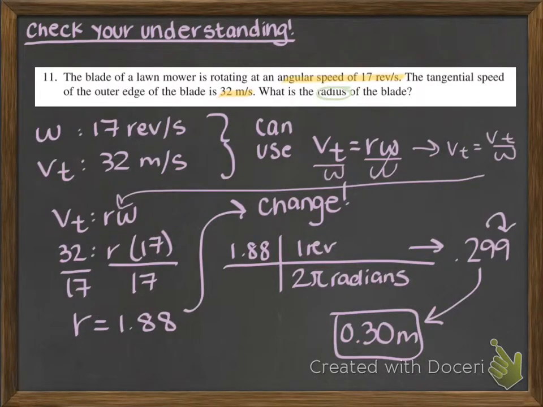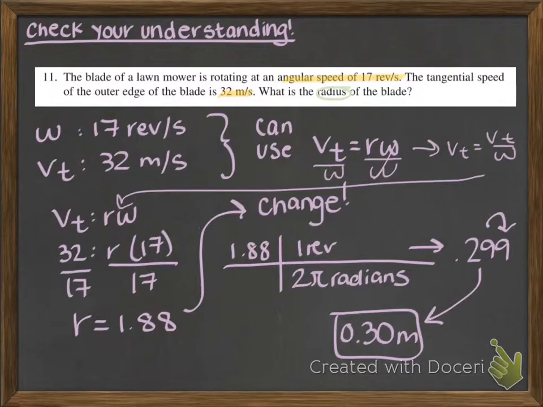Okay. So the blade of a lawnmower is rotating at an angular speed of 17 revolutions per second. The tangential speed of the outer edge of the blade is 32 meters per second. What is the radius of the blade? They're giving us two units, revolutions per second and meters per second, so we have to write them down. Angular velocity is 17 revolutions per second and tangential velocity is 32 meters per second. And like I said before, we can use one of the three equations I gave you. Tangential velocity equals radius times angular velocity.